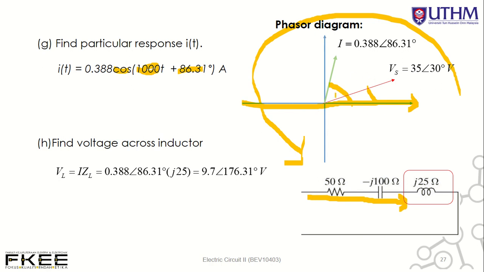So from this current and voltage, what we can conclude for this circuit is that current leads voltage. By how many degrees? 86.31 minus 30 equal to 56.31 degrees, which means that current leads voltage by 56.31 degrees. Or in other words, we can say that Vs voltage lags current by 56.31 degrees. Okay, is it clear?